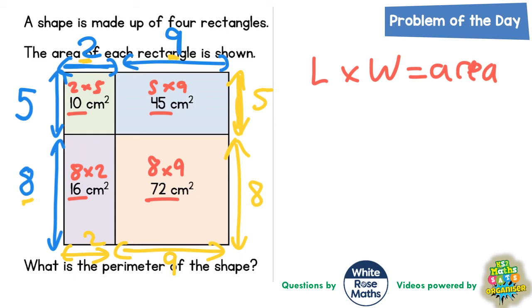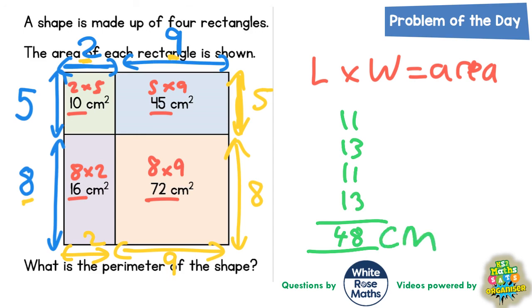Along the top, we've got 2 plus 9, which is 11. Down the side, we've got 5 plus 8, which is 13. Along the bottom, 2 plus 9, which is 11 again. And down the side, 5 plus 8, which is 13 again. Add everything together, what do we get? 11 plus 13 plus 11 plus 13: 1 plus 3 plus 1 plus 3 is 8, and 1 plus 1 plus 1 plus 1 is 4. So your final answer is 48 centimetres. The perimeter of the shape would be 48 centimetres.